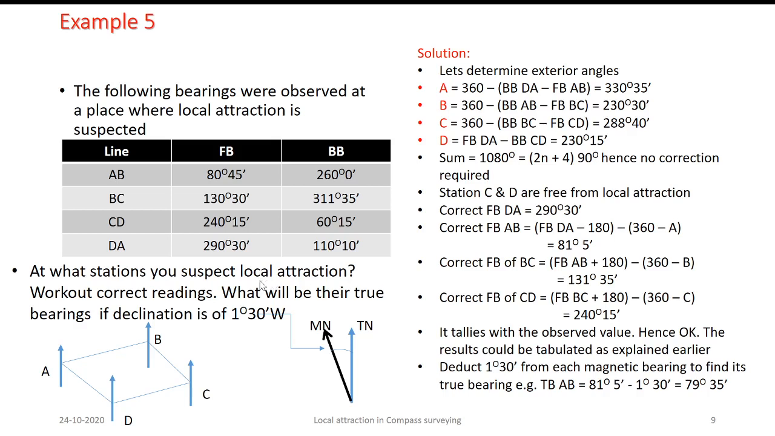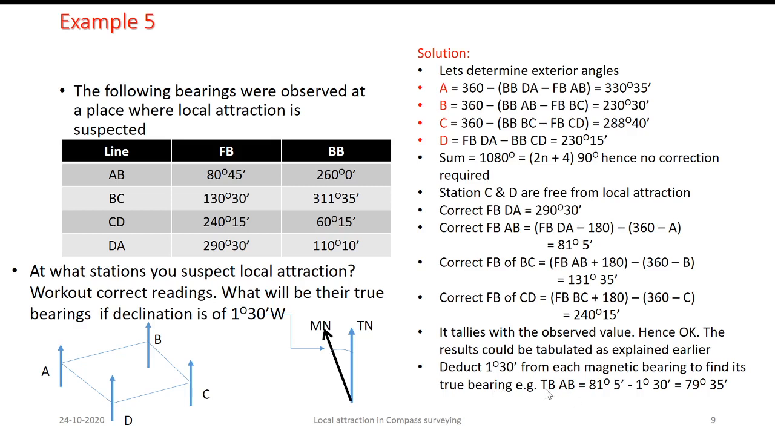But now there is one more additional instruction for us. What will be their true bearings if the declination is 1 degree 30 minutes west? As the declination is westward by 1 degree 30 minutes, magnetic north should have been placed on the west side of the true north. As we have to determine the true bearings, we must deduct 1 degree 30 minutes from each magnetic bearing to find its true bearing.